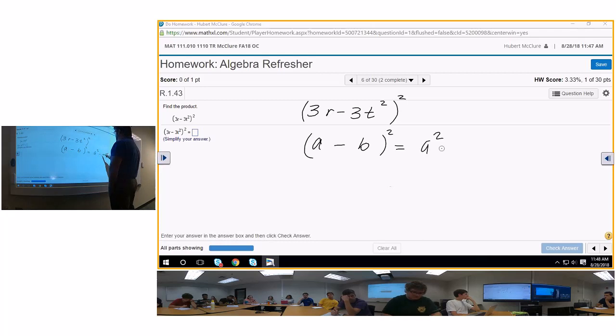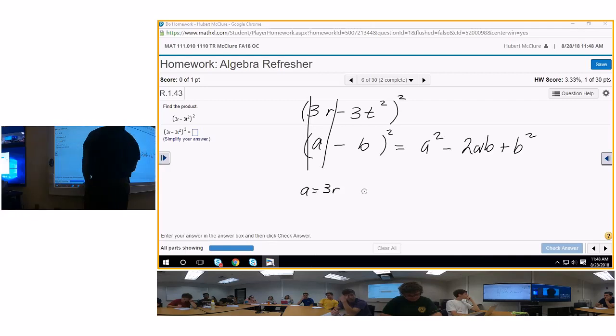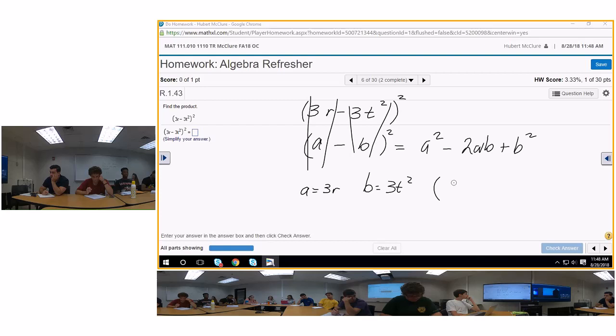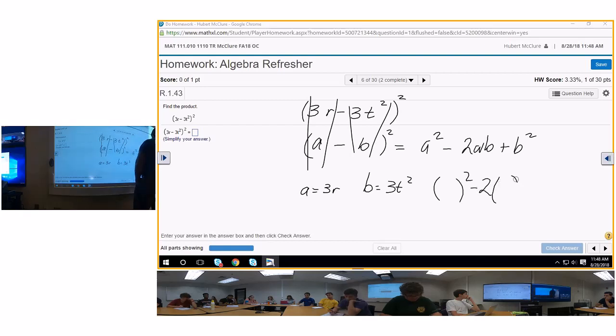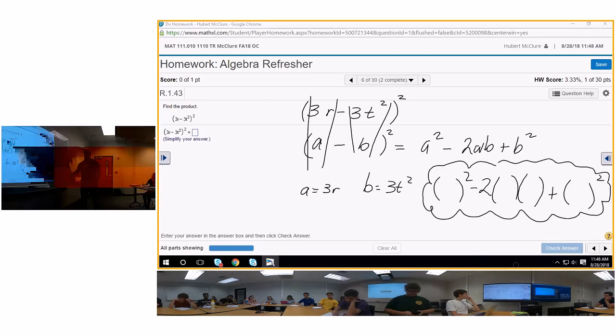A squared minus 2ab plus b squared. What's A? A is equal to 3r. What's B? B is equal to 3t squared. So that's going to be parentheses squared minus 2 times parentheses plus parentheses squared. And this is what I do in my head. Whenever I do one of these problems in my head, I put those parentheses in my head.